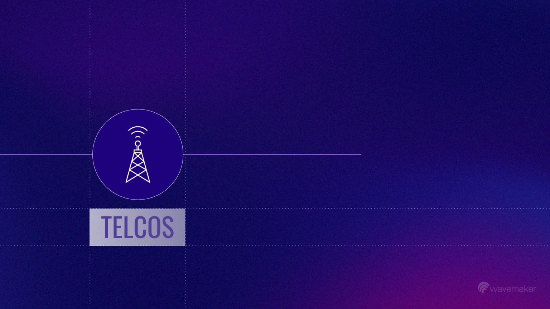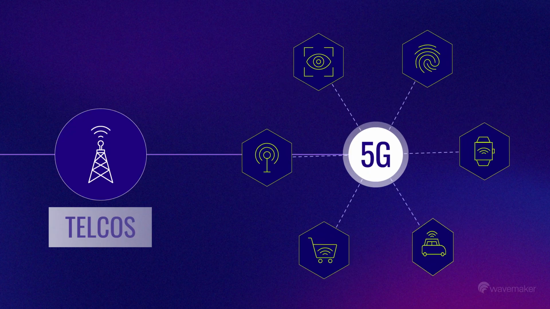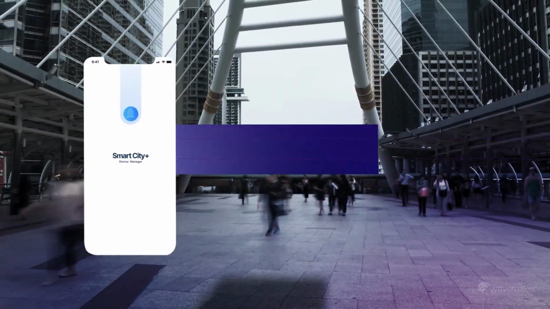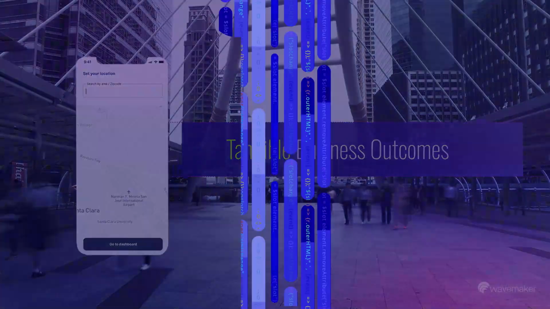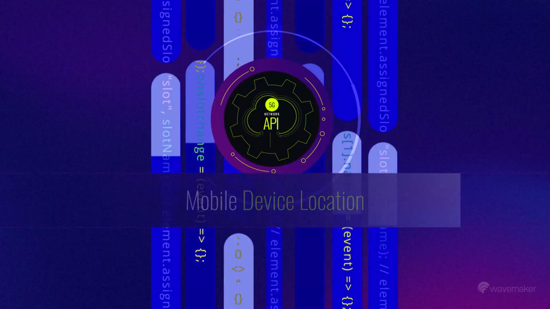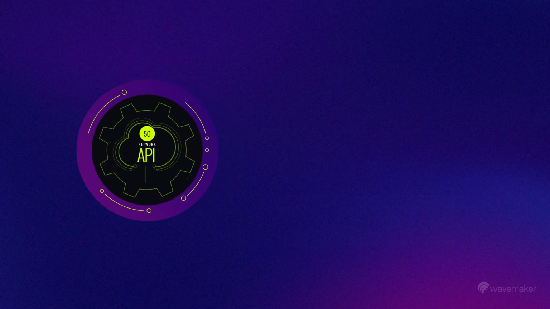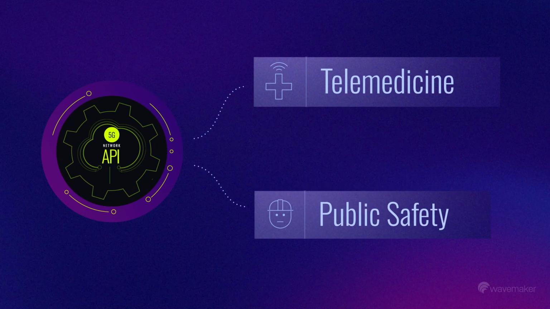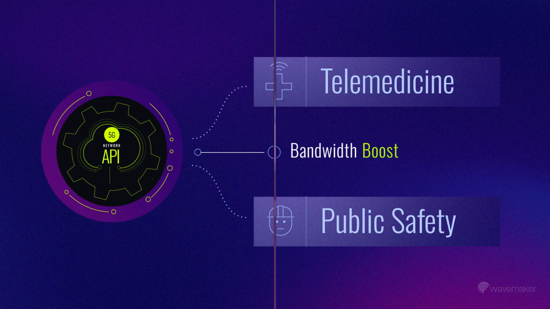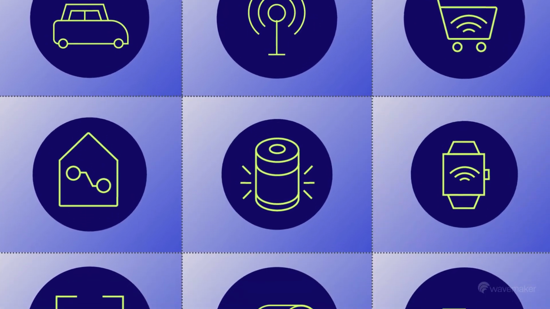2024 was the year in which telcos opened up their network via APIs to developers of new intelligent applications. 2025 promises to be the first year that such applications come to life and deliver tangible business outcomes, whether that is detecting fraud by using a combination of mobile device location via APIs, or ensuring robust network connections for critical applications, such as telemedicine or public safety. Using bandwidth boost on demand, developers are the creators of new and imaginative 5G-powered experiences.